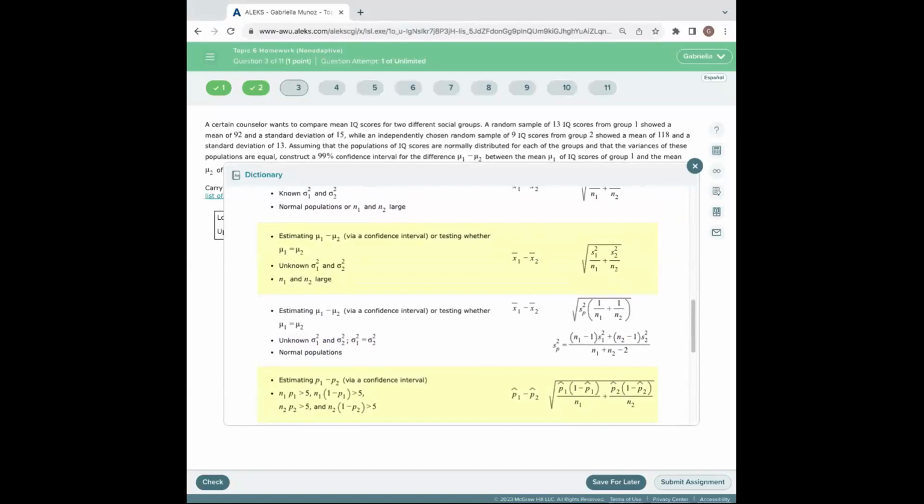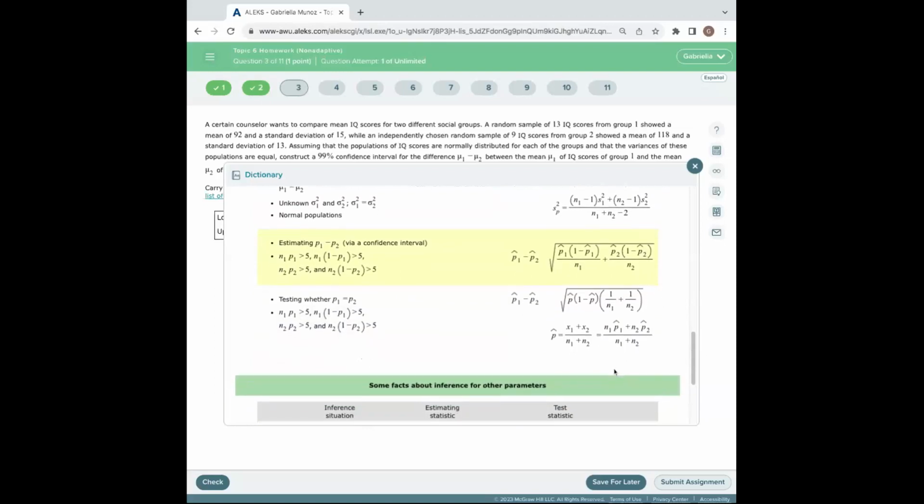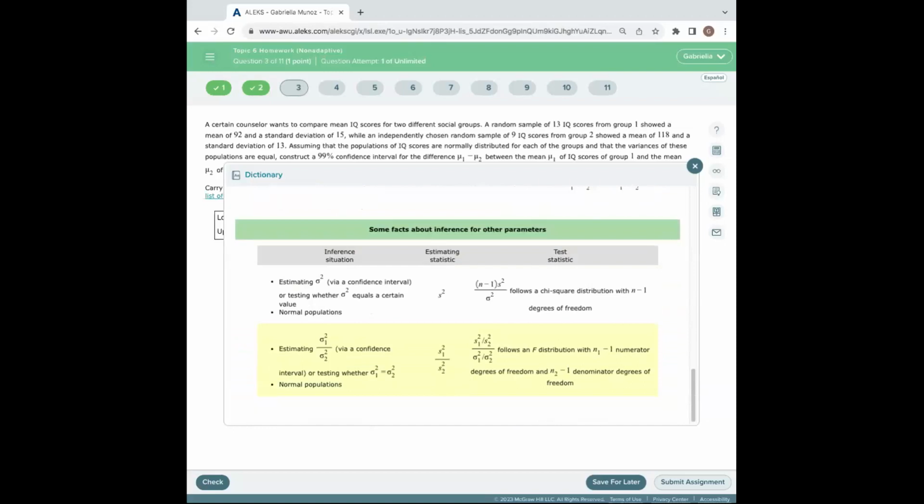This is the one where it says unknown sigma 1 and sigma 2. But we know it's the one in white there. This is the most difficult one to do. Could you scroll down a little more? Keep going.